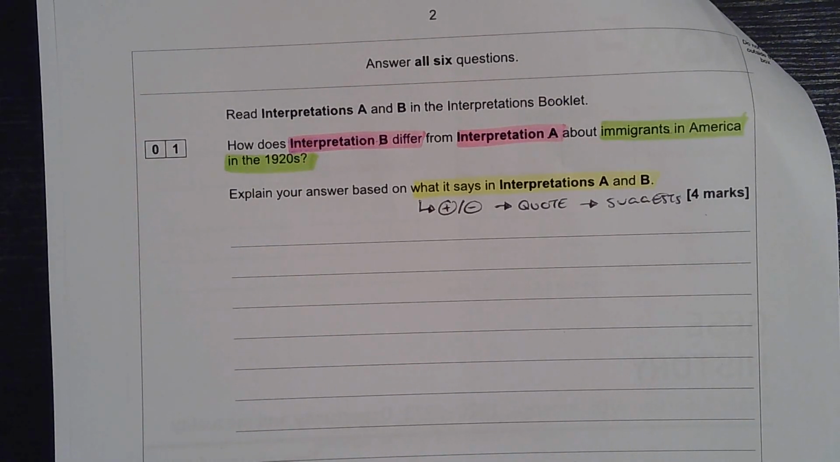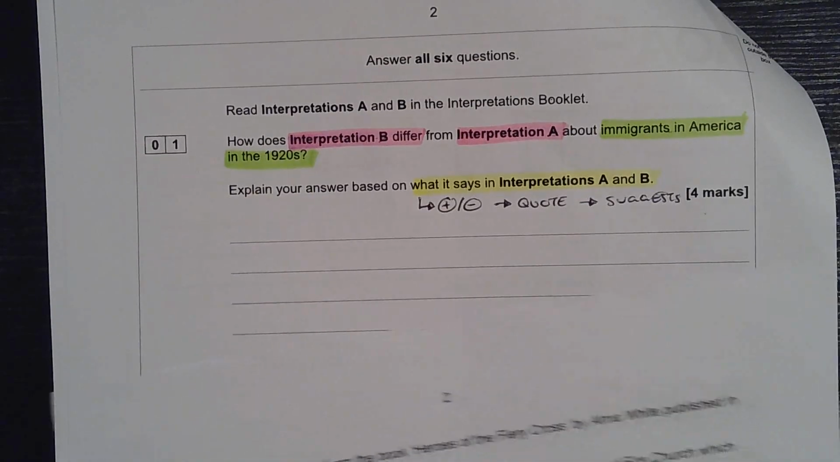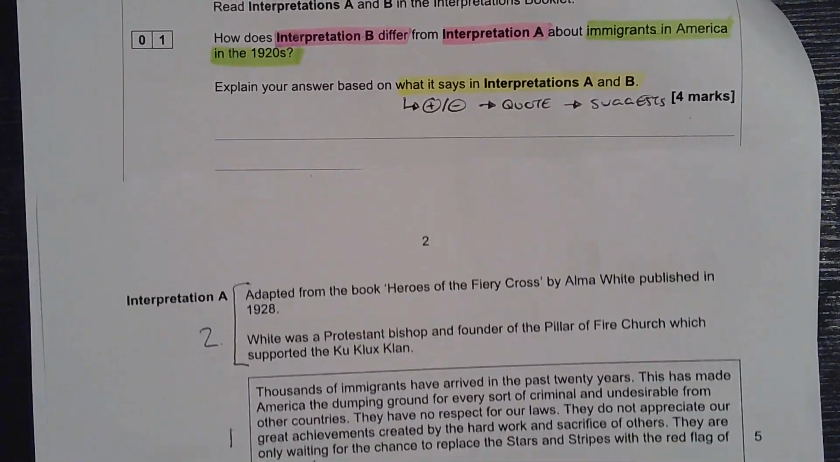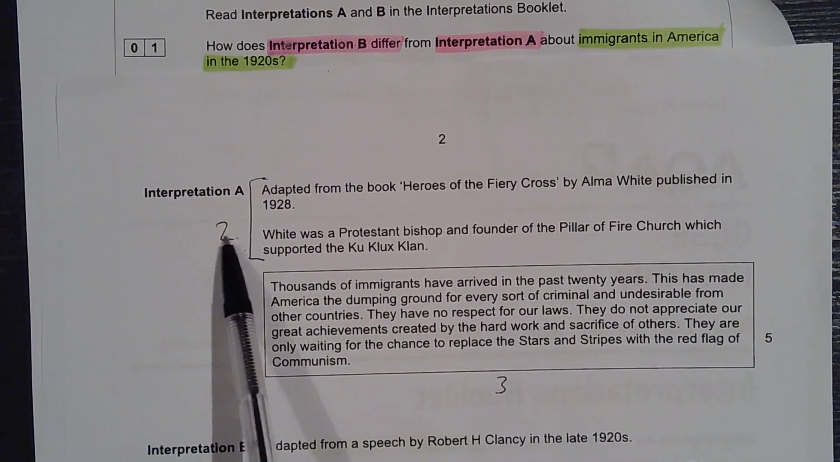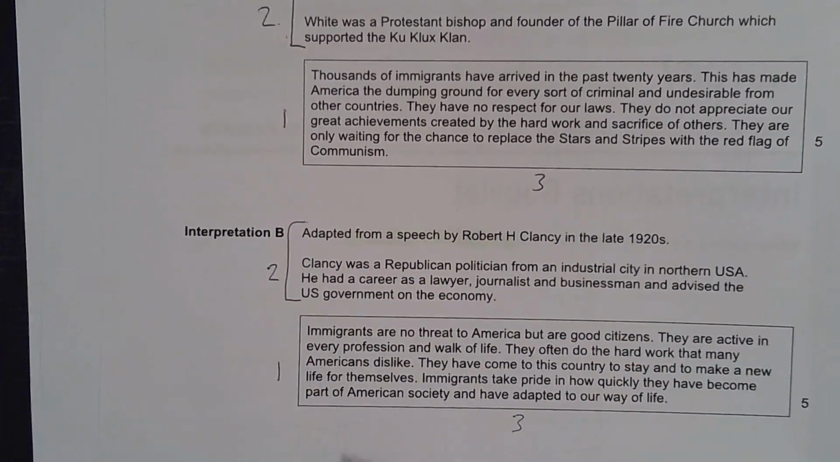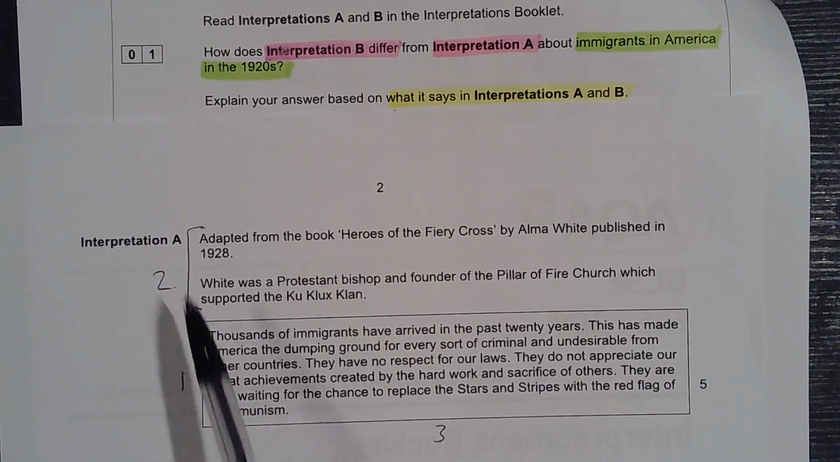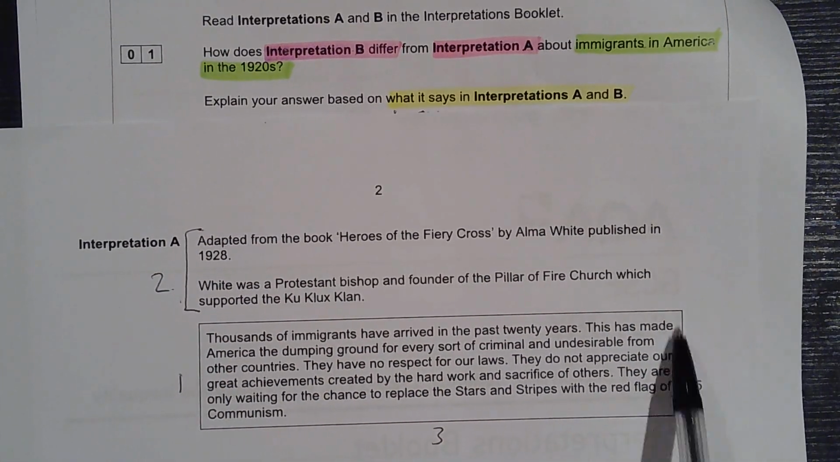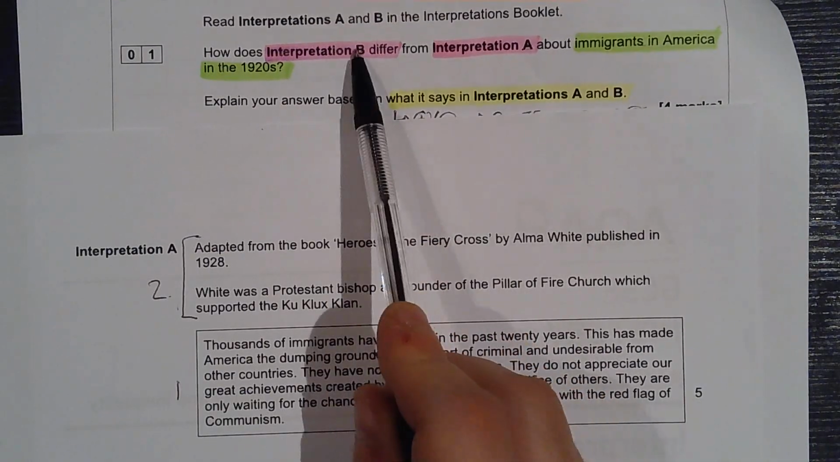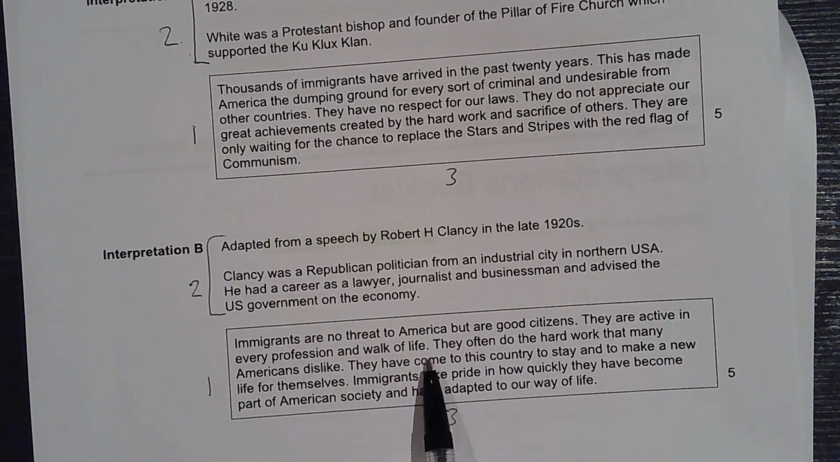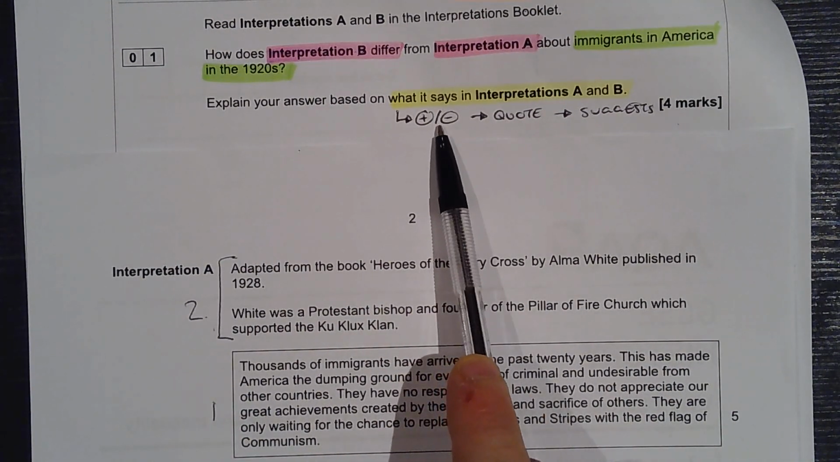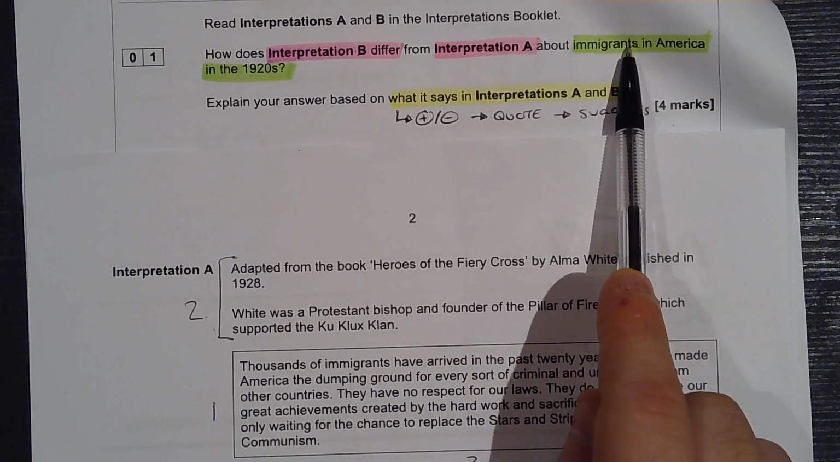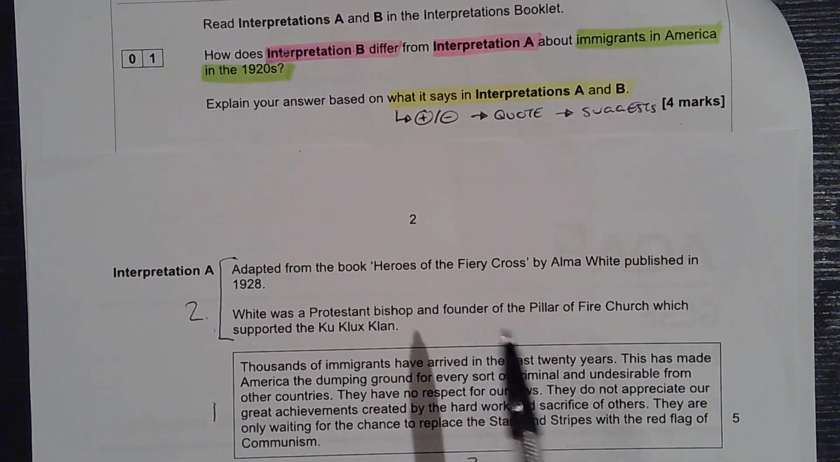So now I need to analyse my interpretations, and I have the interpretations here. If you've watched my previous video on how to analyse your interpretation, which you should have done, you'll know that straight away I do 2, 1, 3 for each one. I know I'm focusing on question 1, so I only need the bits that are in the box. It's telling me to use A and B, and I need something that is positive or negative, first of all, about immigrants in America in the 1920s.